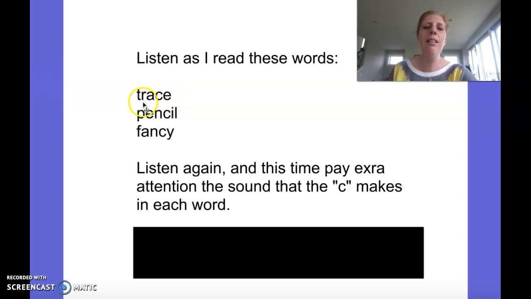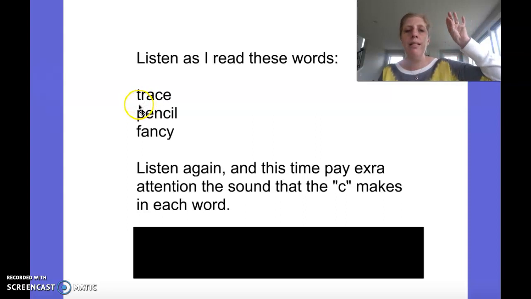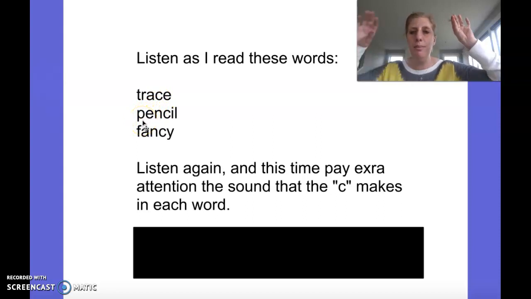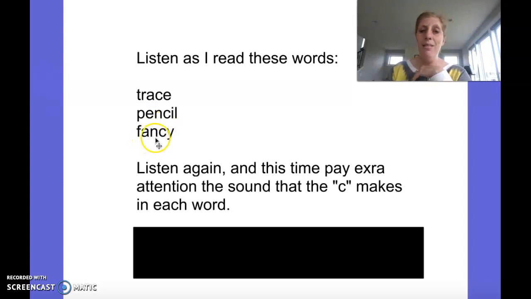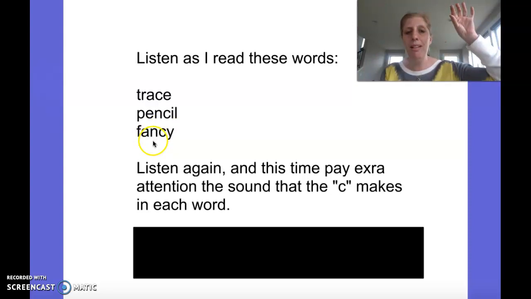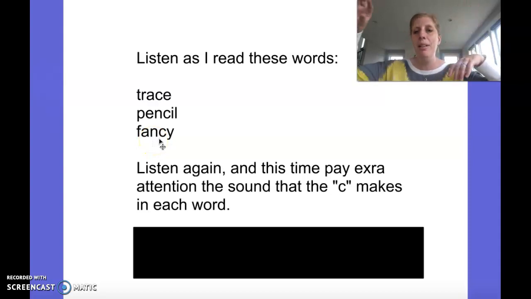This word is ace, trace. Okay, this word is two syllables. The first syllable is p-e-n, and the second syllable is s-i-l, sil, pencil, pencil. And this last word, also two syllables. The first syllable is f-a-n, fan, and the second syllable is s-e, see, fancy, fancy.